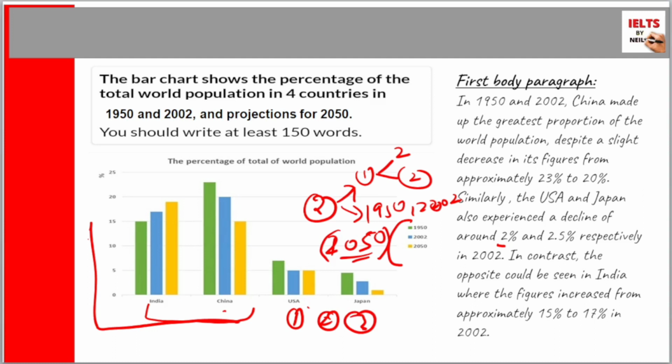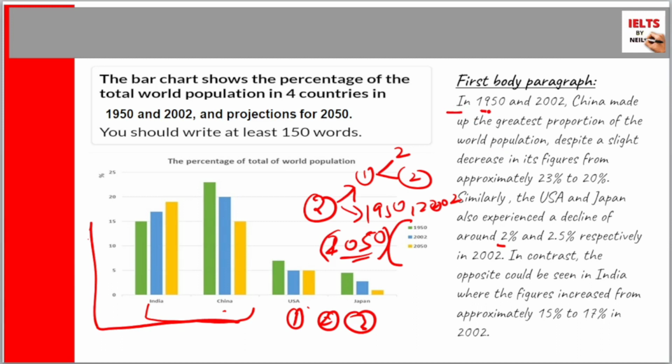Whatever way you want to go, both are correct. Nothing is wrong with that. I have chosen to go year wise. All right, so let's just go through this first body paragraph information here.